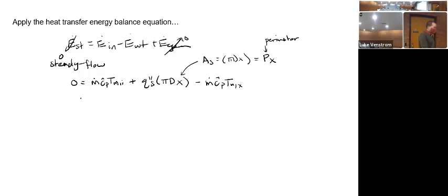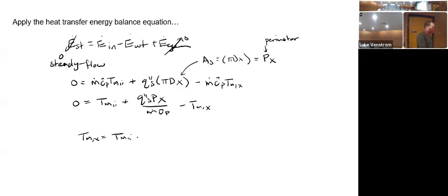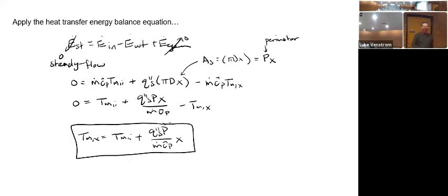So I'm going to divide the whole thing by m dot c sub p. So I have T m I plus the flux times P times X over m dot Cp minus TMX. So that means solving for TMX, right? TMX is TMI plus the flux times the perimeter over m dot times the specific heat times X. That is an equation for the mass average temperature of the fluid at any position X. You tell me what X is, I'll tell you what the temperature of the fluid is there.